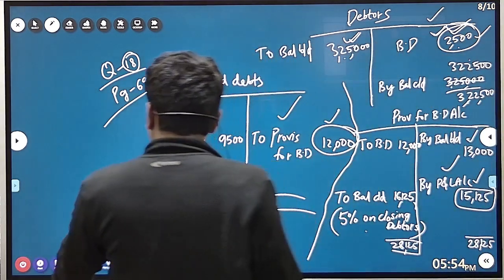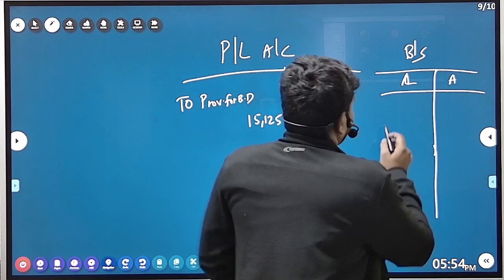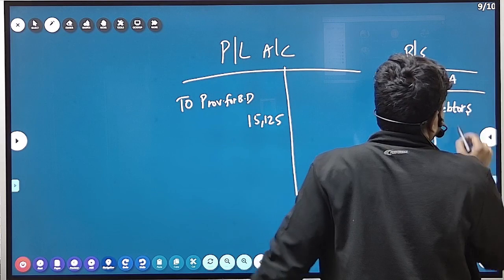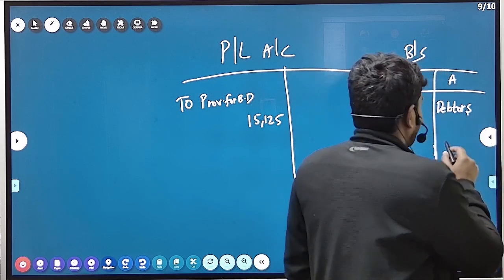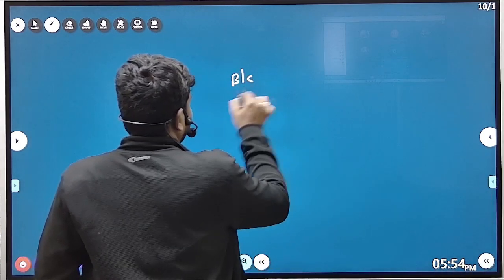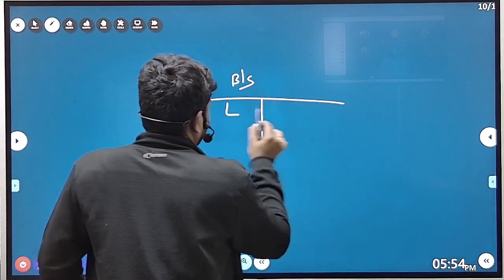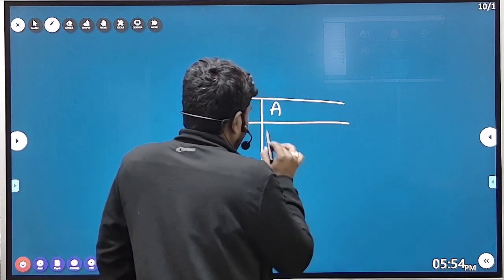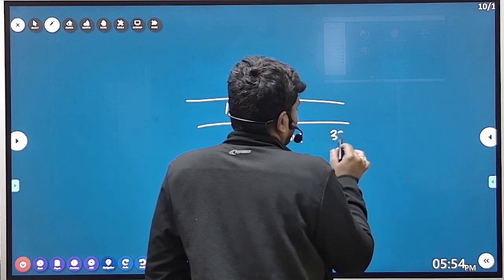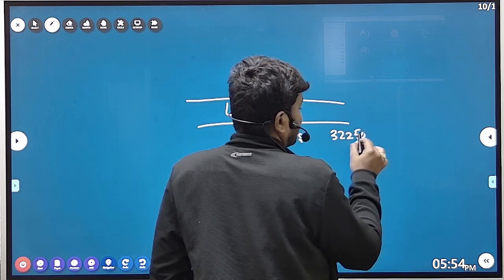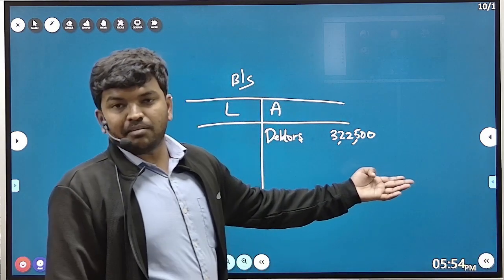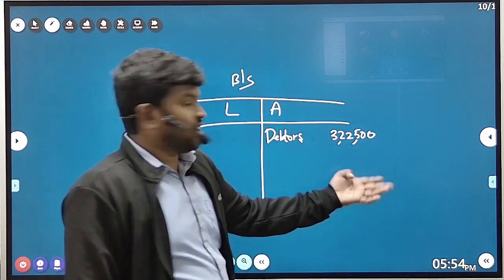So how will you show it in the balance sheet? See here. Debtors account debit. What is the debtors closing balance? Tell me. I am taking a different page. Balance sheet, liabilities, assets. Debtors balance कितना है? 3,22,500, not 25. This is the closing balance. Yes or no? In the balance sheet only the closing balance will appear.